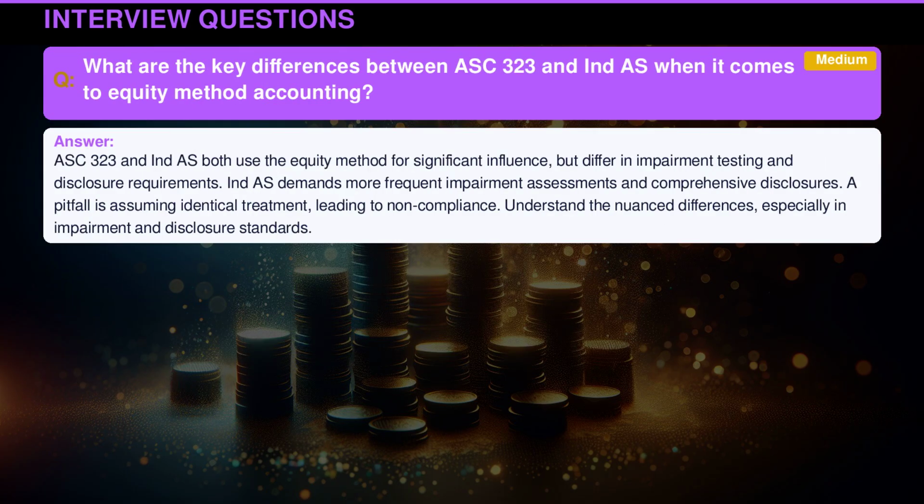ASC 323 and Indian Accounting Standard both use the equity method for significant influence, but differ in impairment testing and disclosure requirements. Indian Accounting Standard demands more frequent impairment assessments and comprehensive disclosures. A pitfall is assuming identical treatment, leading to non-compliance. Understand the nuanced differences, especially in impairment and disclosure standards.